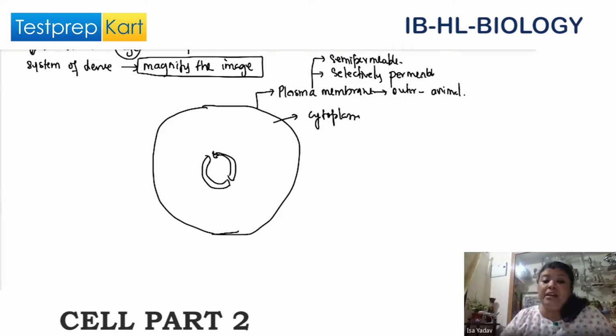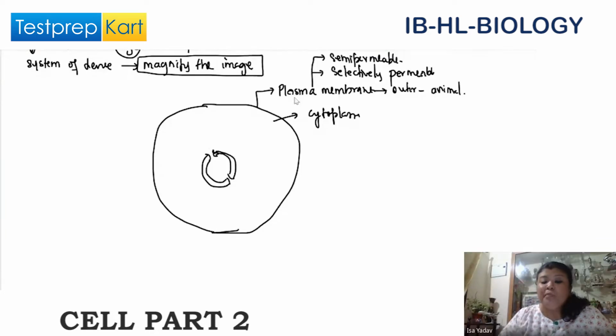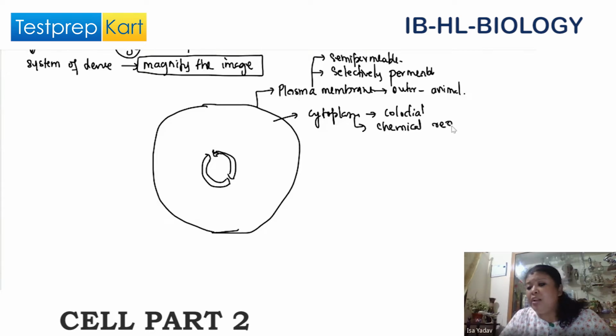We'll study the plasma membrane structure later. Before that, the cytoplasm. This is colloidal in nature. The cytoplasm also carries out all kinds of chemical reactions. The cytoplasm is also that part of the cell where we will see different membrane-bound organelles suspended.